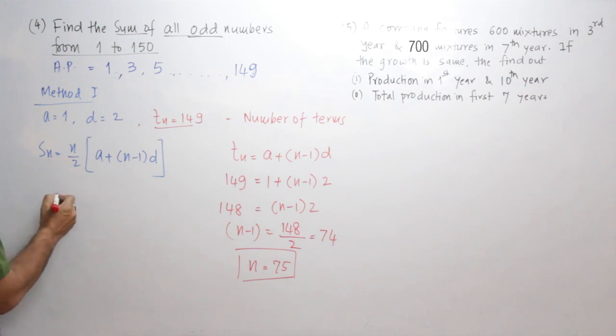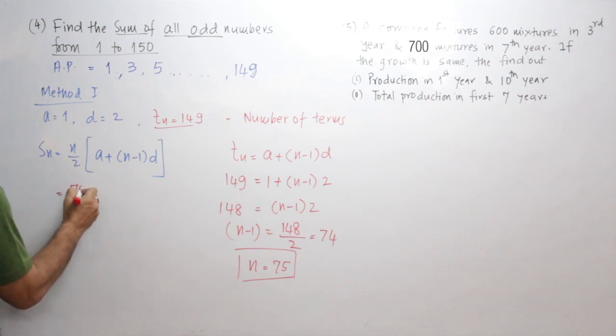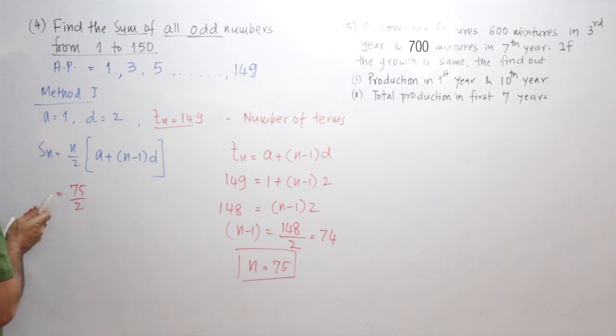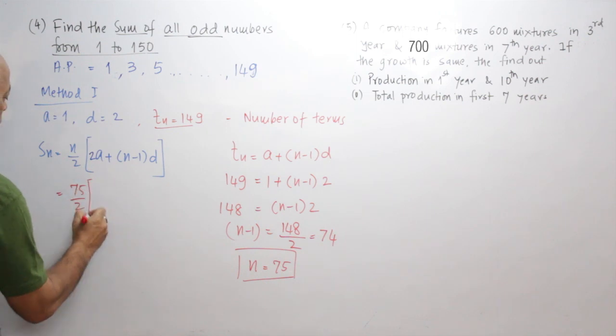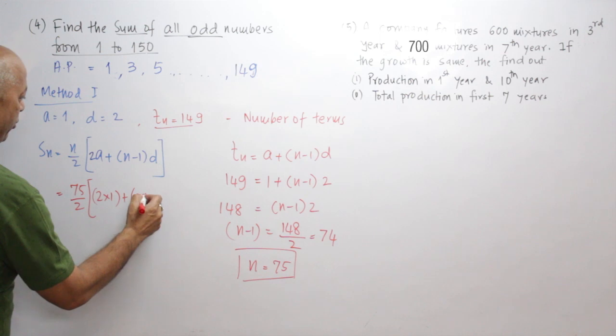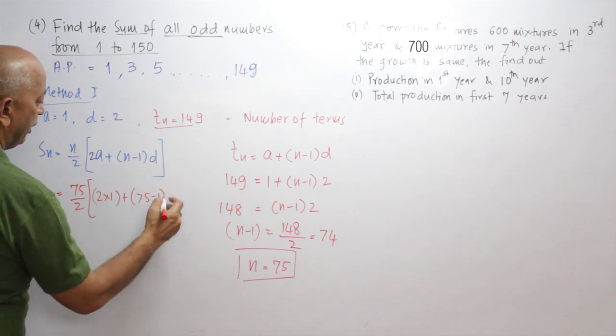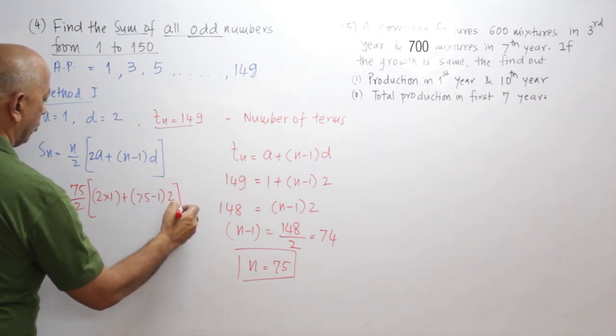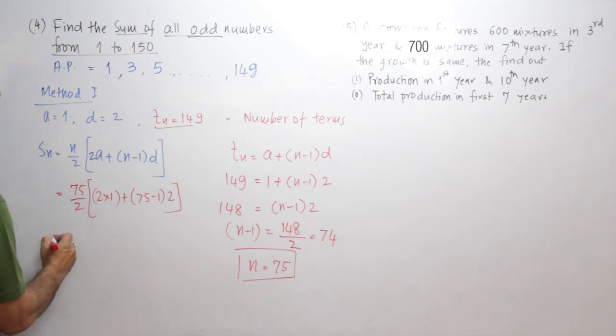We'll do it one by one. So n by 2, 75 by 2. So this is going to be 2a, not a. This is going to be 2a, 2 into 1 plus 75 minus 1 into d, and d is equal to 2. So this way you can do it.